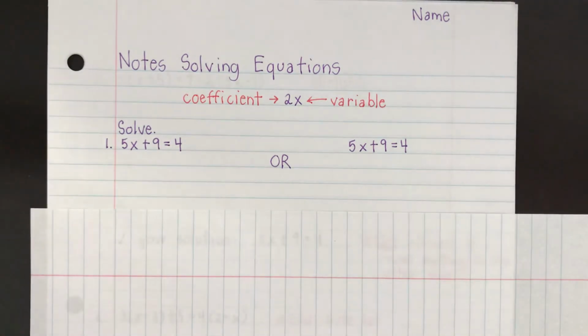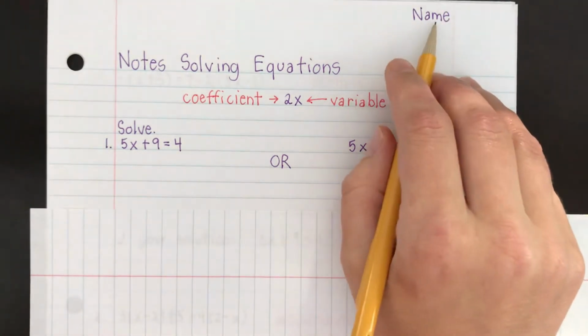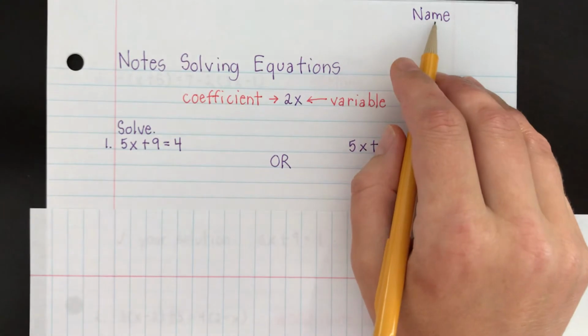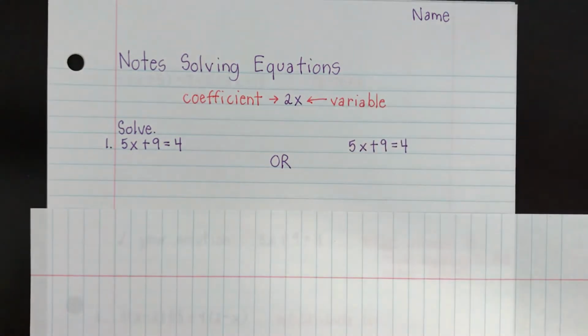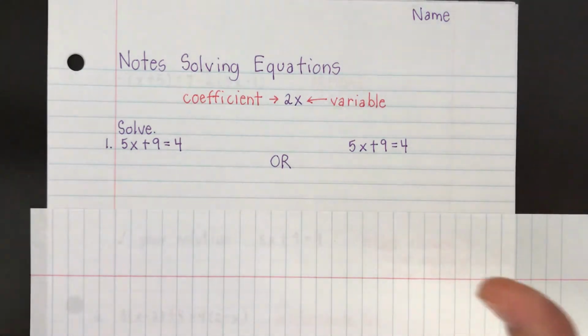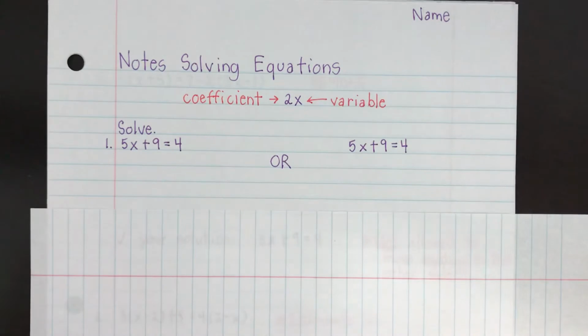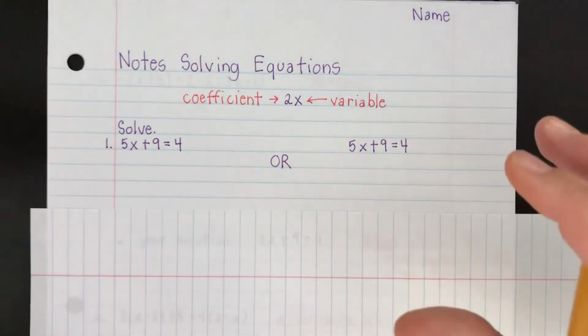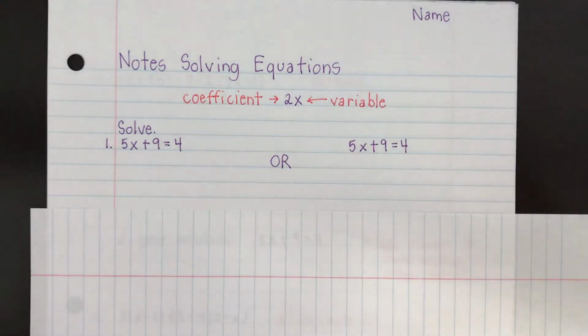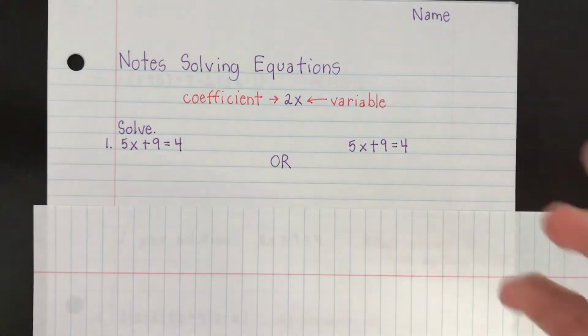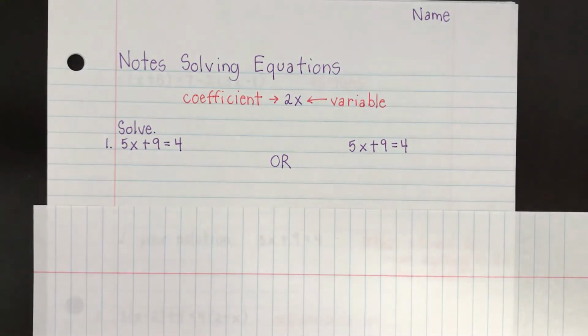But before we begin, I'll kindly ask that you have your name in the upper right-hand corner in pen. I will also remind you that in order to receive credit for these notes, your notes must look exactly like mine, other than the fact that mine says name and yours will have your name. So anything I have written, you have to have it written too. Now I'm aware you might not have access to all the colors, and that's okay, but if I write it, you have to write it as well.